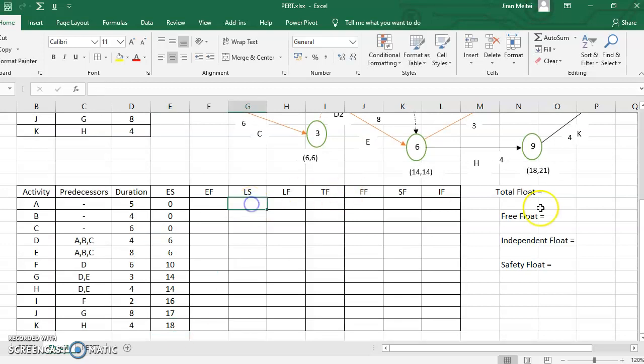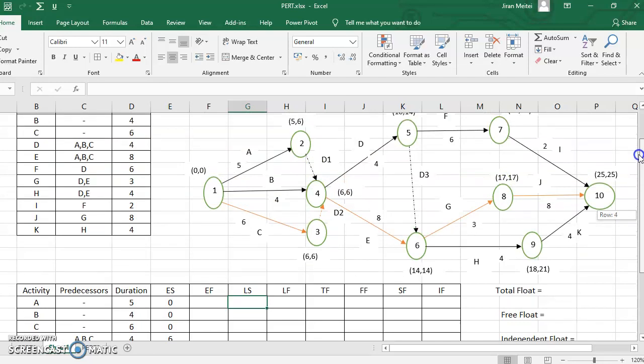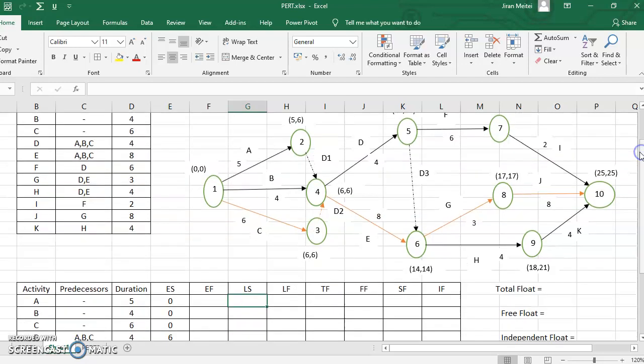Now let's fill up the latest finish time, because from this table you have only two pieces of information, the early start and the latest finish. So let's fill up the latest finish time of the activity A. For the activity A, to find out the latest finish time, you go to the ending circle. The second number inside the bracket at the ending circle will be the latest finish time for that activity. For A it is 6, for B also it is 6, for C also it is 6.